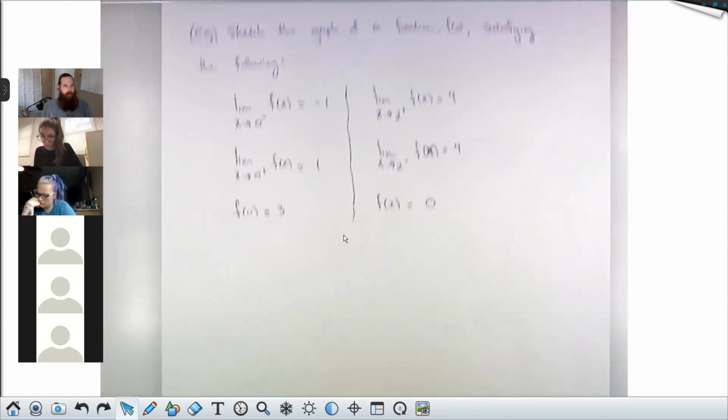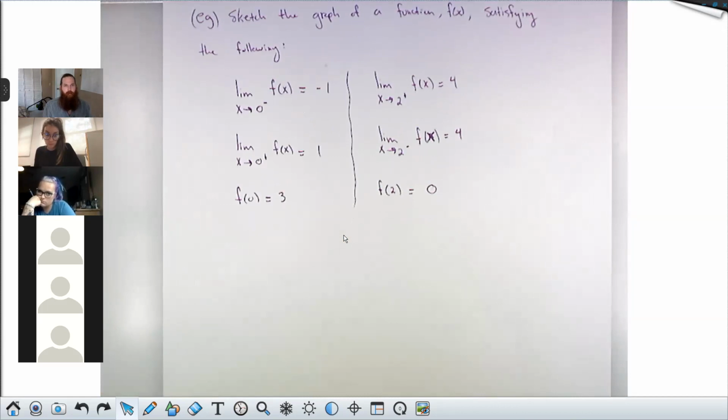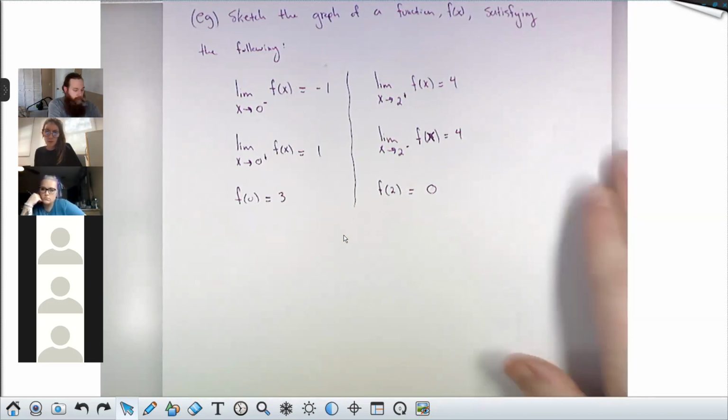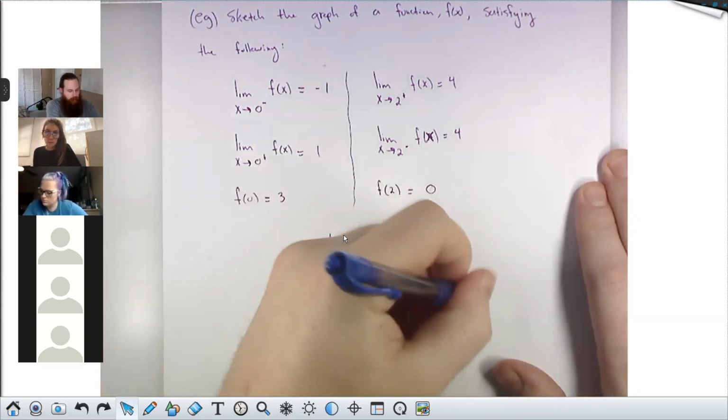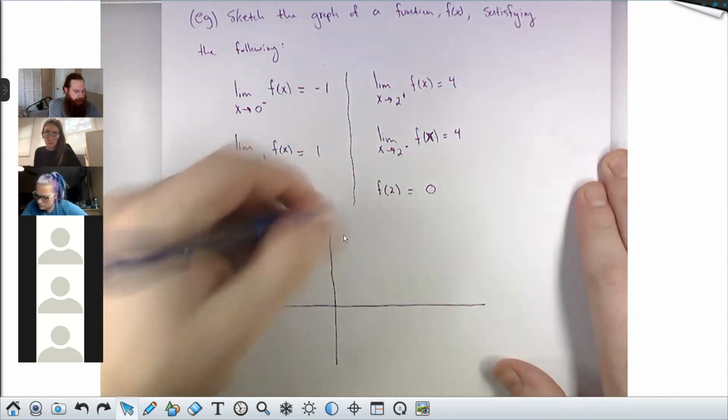Could we come up with a function that has these properties? We don't have to find an algebraic expression for it, but could we draw a picture? Could we draw a graph that has these properties? Yes, I hope so. But it's going to require just a little bit of thinking.